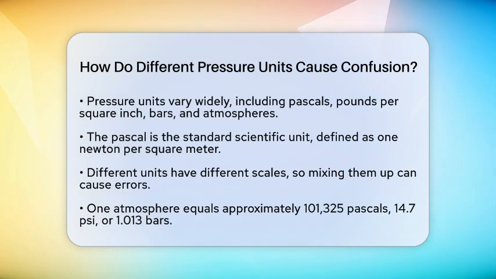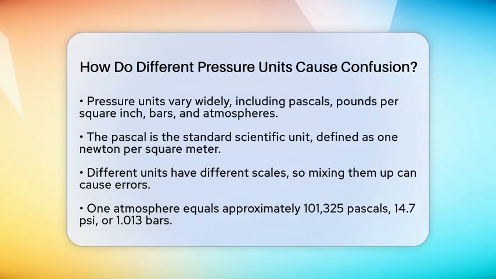The most common unit in science is the Pascal, which is 1 Newton per square meter. But in everyday life and engineering, you might see pounds per square inch, bars, or atmospheres. Each of these units has its own size and scale, so mixing them up can lead to mistakes.